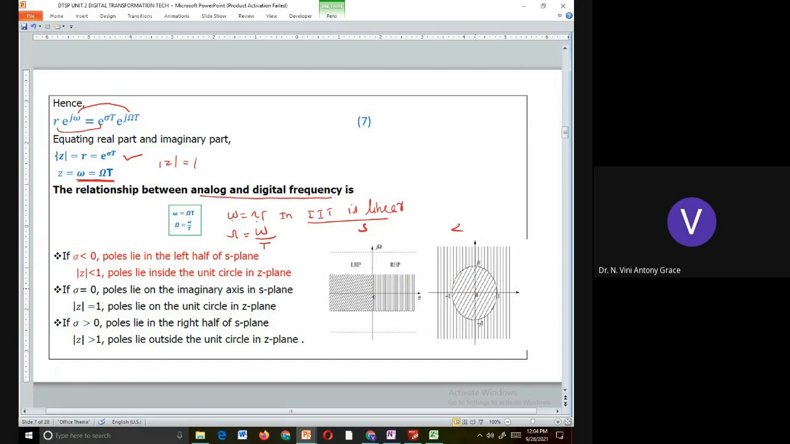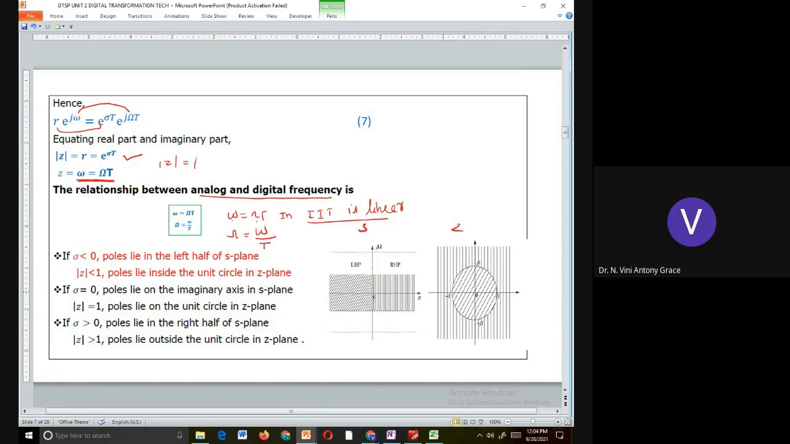Likewise, if we take sigma to be greater than 0, in the S plane it gets mapped in the right half of the S plane. Its corresponding pole in the Z plane, where will it get mapped? Whenever sigma is greater than 0, this magnitude of Z, whatever positive value you give for sigma here and find its e power value, you will get it to be greater than 1. So I can say when sigma is greater than 0, the pole located in the right half of the S plane will get mapped outside the unit circle. That is why it is represented outside the unit circle as strips like this.